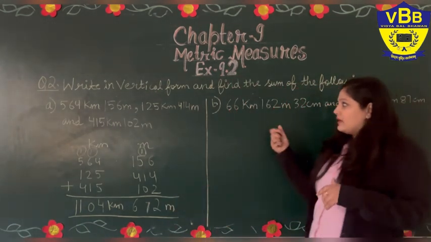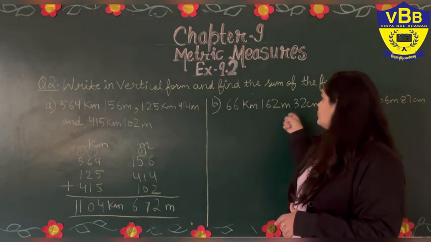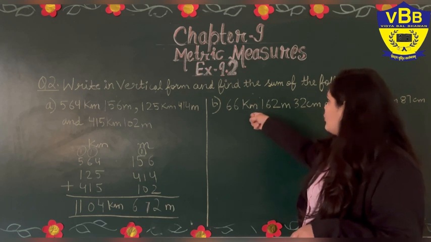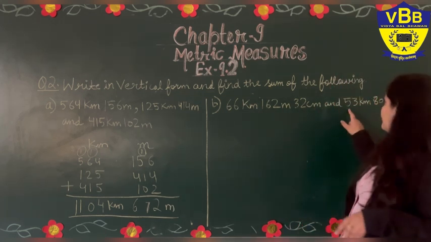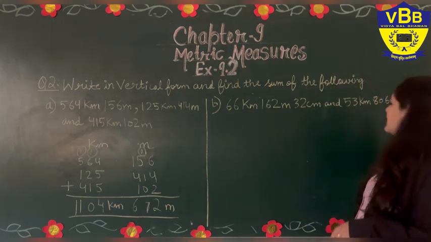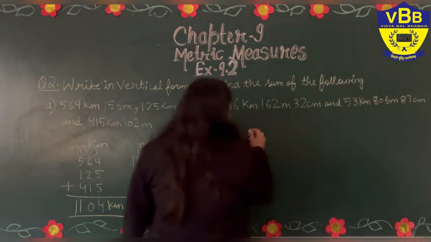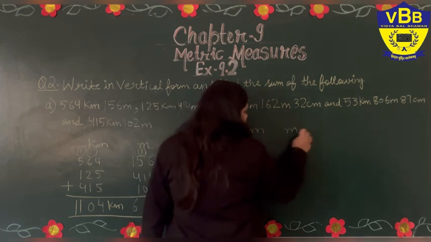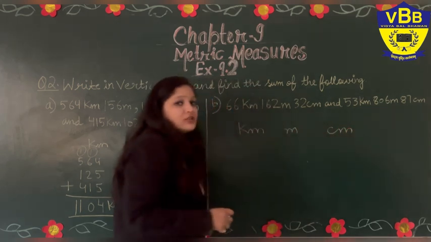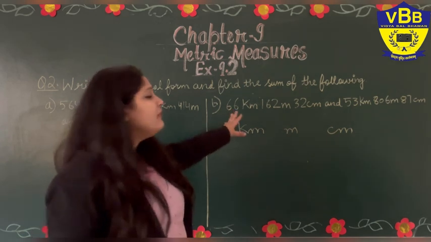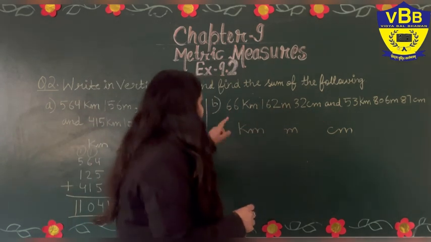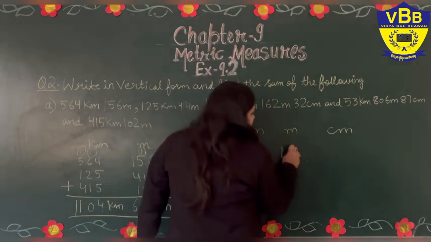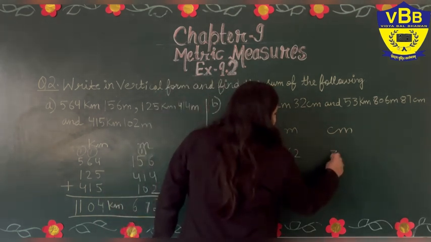Now let's come to the B part. 66 kilometer 162 meter 32 centimeter. Now in this question we have three terms. The units are kilometer, meter and centimeter. And 53 kilometer 806 meter 87 centimeter. Right? So first of all we will write kilometer, meter and centimeter, because these three units are given to us. Then we will write the terms given to us. First term I am writing: 66 kilometer, 162 meter and 32 centimeter, right?